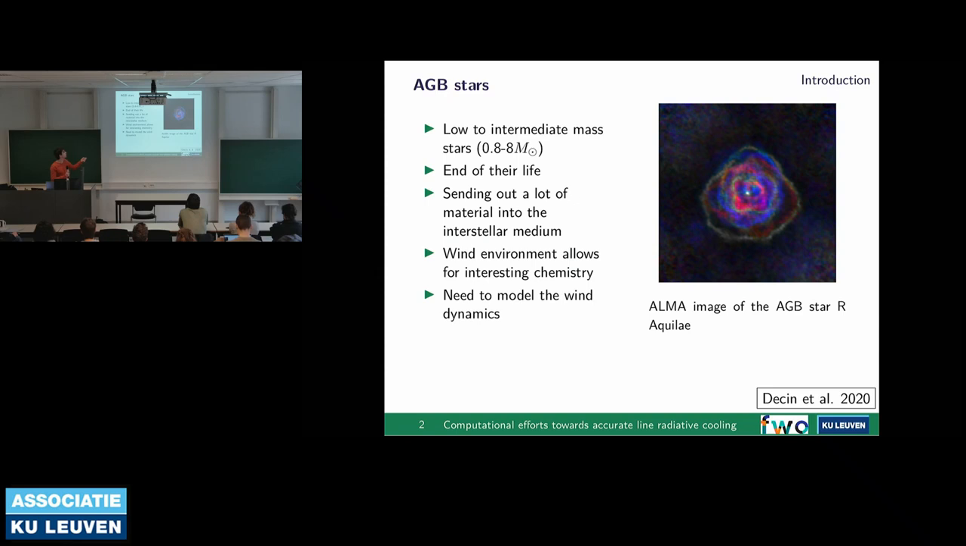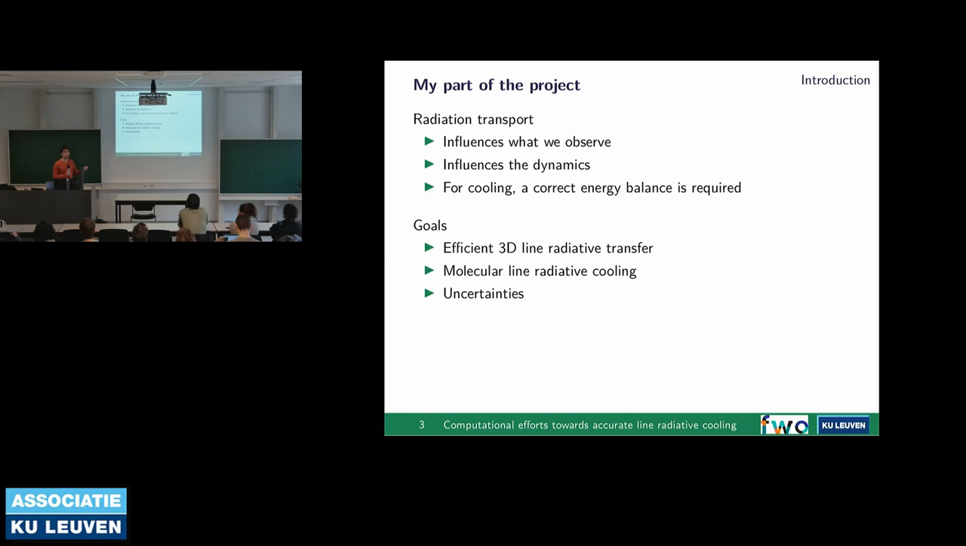So what will I be doing in this giant project? Well, as the title of the seminar may reveal, I'm mainly doing radiation transport because it influences what we observe, because, well, it's just light coming from the star, but also influences the dynamics of these winds because the light interacts with these winds, generating radiation pressure and radiative cooling. And to compute this radiation cooling, we need a correct energy balance because otherwise we don't get correct values. So the goals of this project are to compute in an efficient way 3D line radiative transfer and use this to compute molecular line cooling.